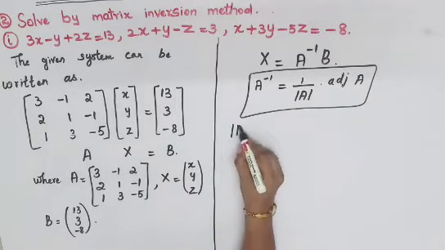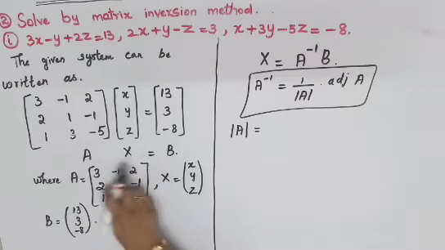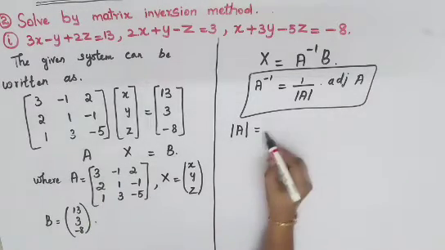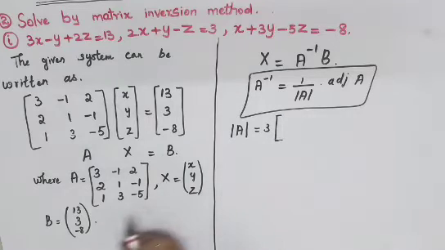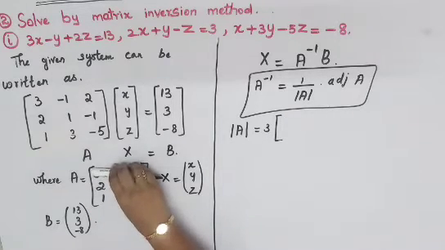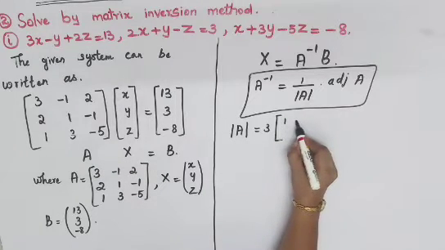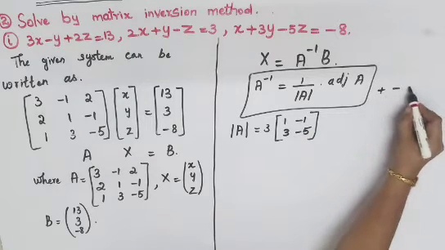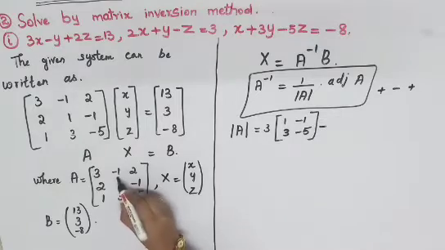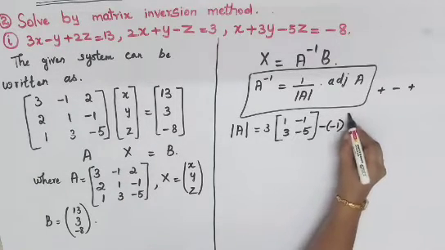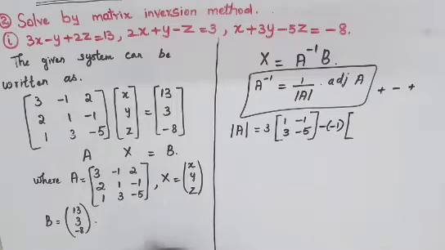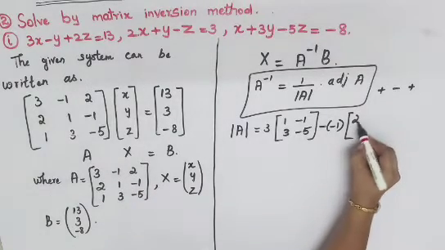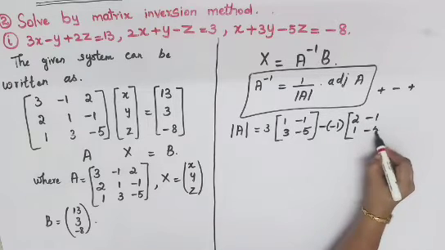First we will go with the determinant of A. So 3, and for the minor of 3 you leave that row and column. The left out terms are 1, minus 1; 3, minus 5. Then, following the plus, minus, plus format, put a minus, then minus 1 and open your bracket. For the minor of minus 1, remove that row and column. The left out terms are 2, minus 1; 1, minus 5.